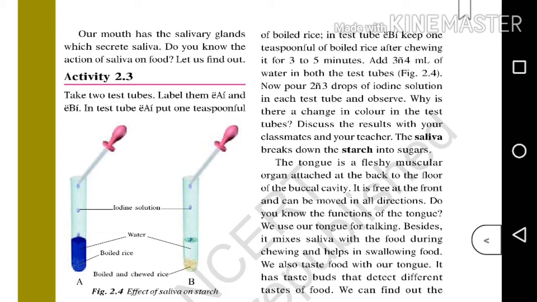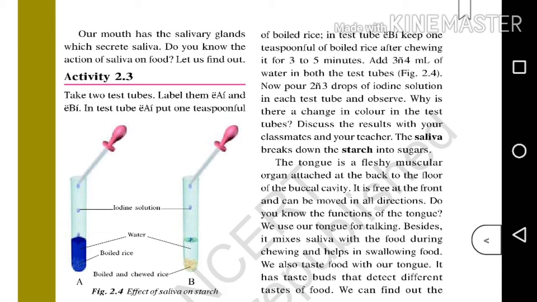In test tube A, it will turn to blue-black color. Do you know why? Yes, it's because of the presence of starch. But in test tube B, it does not change its color. This is because there is no starch present in test tube B. The saliva which is present in our mouth will convert this starch into sugar, and therefore there is no starch in test tube B and its color will not get changed.